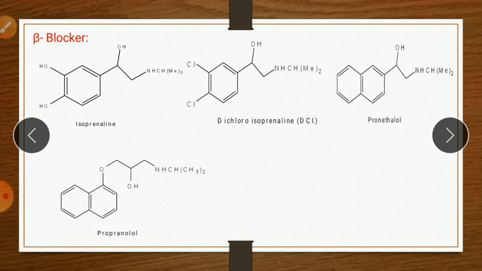So this propranolol has beta antagonist activity. In general, aryl oxypropanolamines are more potent beta blockers than the corresponding aryl ethanolamines, and most of the beta blockers currently used clinically are aryl oxypropanolamines.